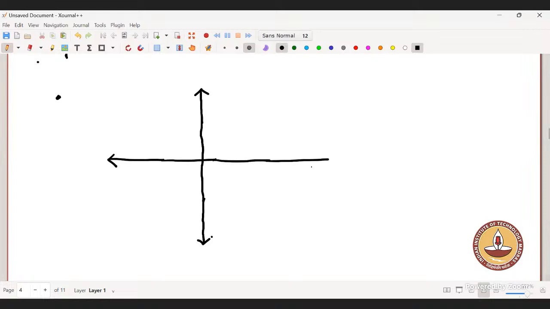At least we should get both the answer. Otherwise, we have made some mistake while computing. See, so basically the idea is, suppose you have a graph like this, right?